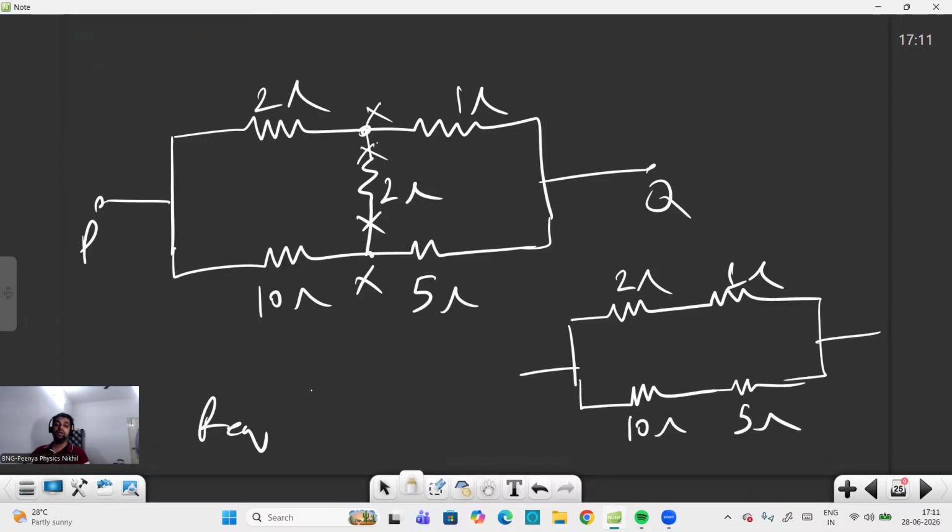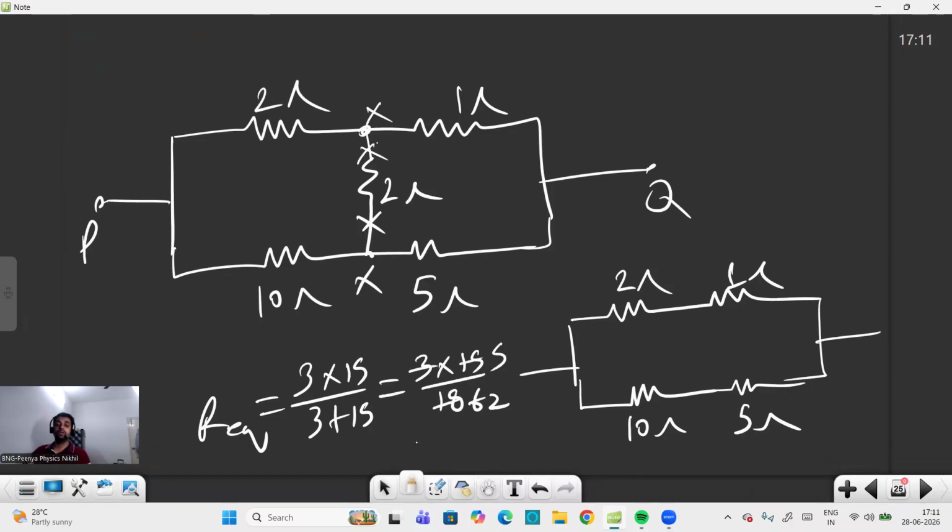So here what is the R equivalent? R equivalent will be here 2 plus 1 is 3, and 10 plus 5 is 15. So we can write 3 into 15 divided by 3 plus 15, that is R1 R2 by R1 plus R2. 3 into 15 divided by 18, that is 5 by 2. This is the R equivalent, 5 by 2.